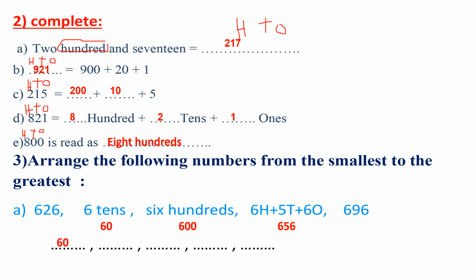Next, we have 626, 600, 656, 696. I will cancel each number as we take it. We cancel 60. We have 600, 626, 656, 696. The smallest is 600. And the next one will be 626. The next one will be 656. The next one will be 696.